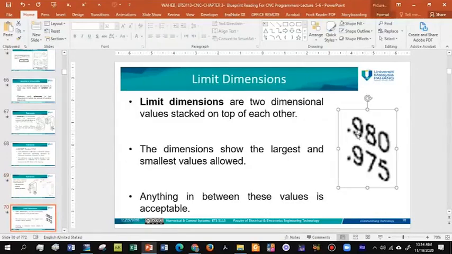On the top, for example, you have the biggest value, which is 0.980, and the lowest on the bottom is 0.975. That means the tolerance allowed for this dimension is a maximum value of 0.98 and a minimum value of 0.975. No more and no less than these two values. So these two values are stacked on top of each other, and in the figure it should appear in this form.